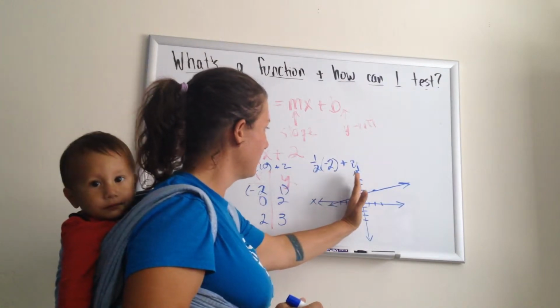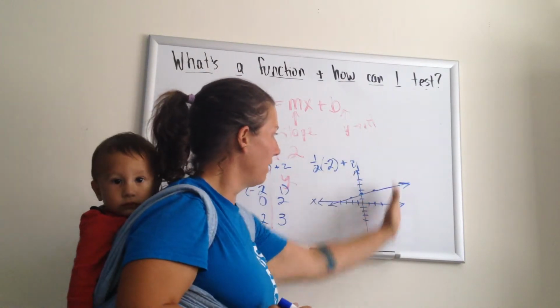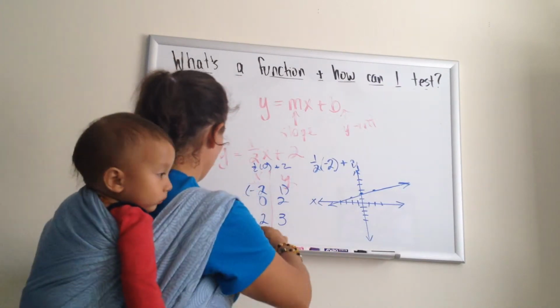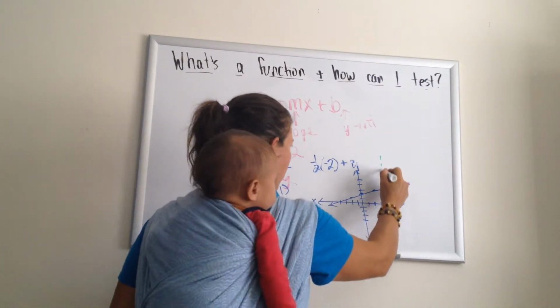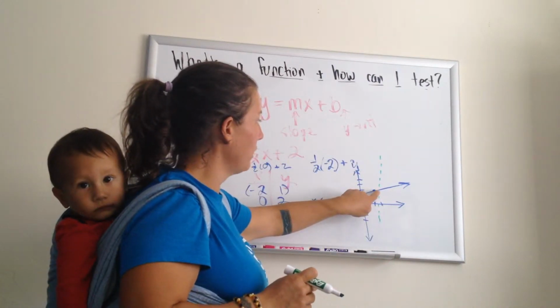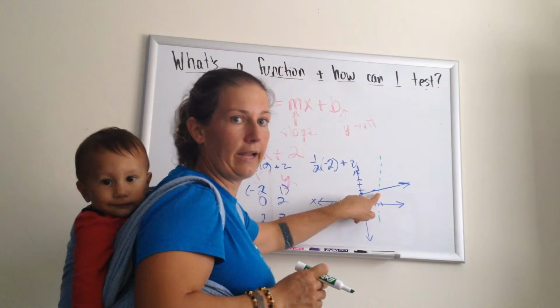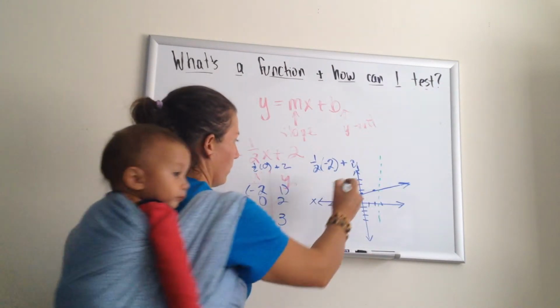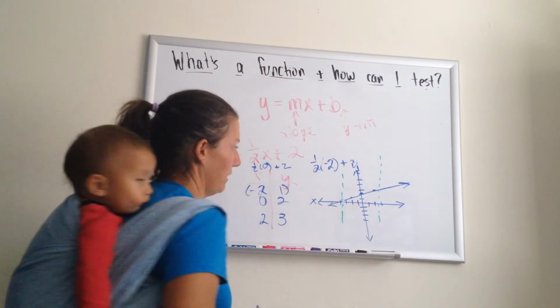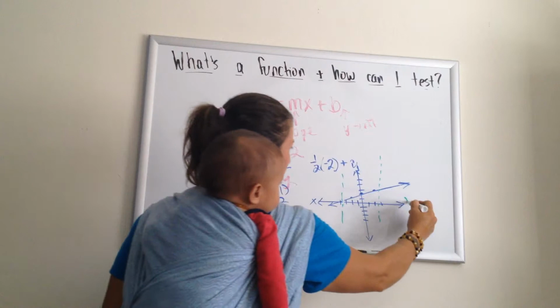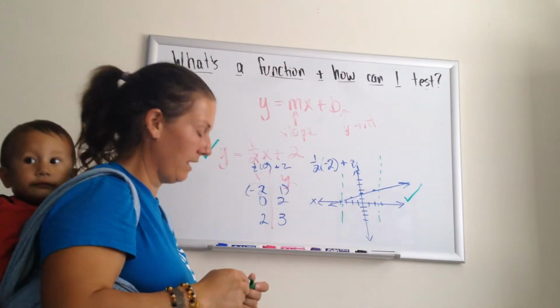The vertical line test says that wherever on this line, if I were to draw a vertical line, I'll use a different color to show you. If I decide to draw a vertical line here, then that vertical line should only cross my function, or my line, at one point. And sure enough, it does. Even if I drew the vertical line over here, it would only cross it at one point. So that means that this equation and this graph are both representing functions.